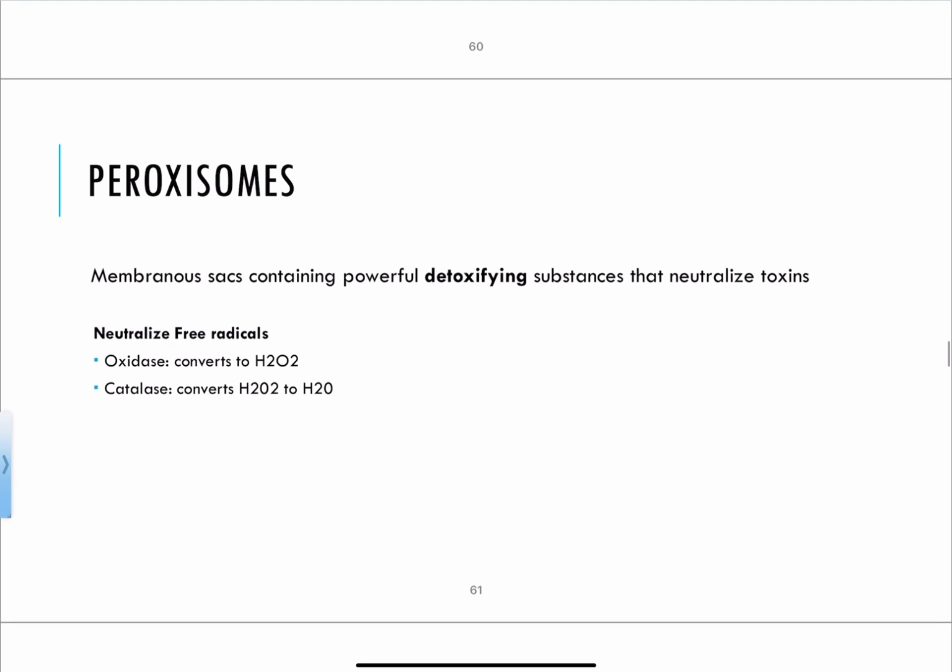Our next organelle is peroxisomes. The whole function of a peroxisome is really to detoxify a lot of substances and neutralize free radicals. So they contain 2 important enzymes. One is oxidase, which converts the free radical into hydrogen peroxide. And then a second enzyme, which is called catalase, is going to take that hydrogen peroxide and convert it into water. So both of these enzymes are important.